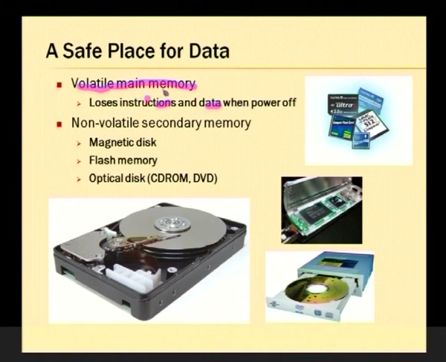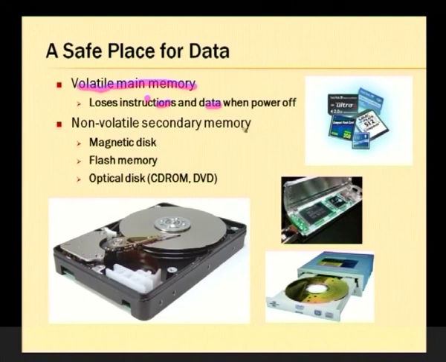But you have this volatile main memory, which we use as a temporary place from which your instructions and data will be accessed by the processor. We need to understand that when we talk of data, there are 2 types of memory that we look at. One is the main memory, and then we have what is called the secondary memory.